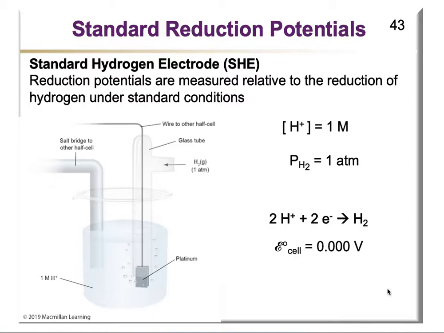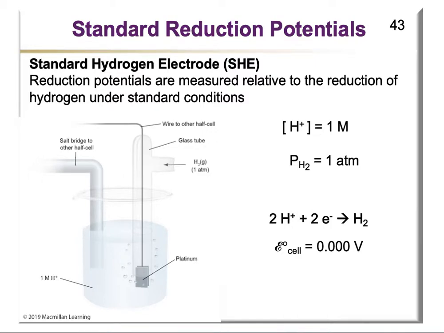All right, so chemists have chosen to measure all of the cell potentials relative to the potential of the standard hydrogen electrode or SHE. The standard hydrogen electrode is shown here and is basically showing the reduction of hydrogen under standard conditions. Standard conditions means that the hydrogen ion concentration is at 1 molar and that the hydrogen gas, which is actually on the electrode itself, is at 1 atmosphere. Notice that this is a weird electrode in that we still have platinum electrode, but we're introducing hydrogen as a gas.